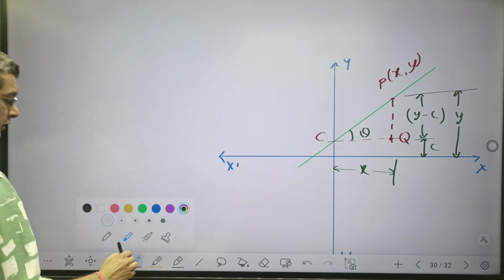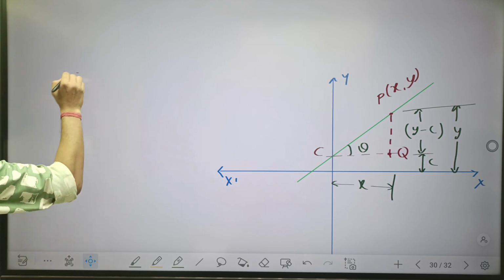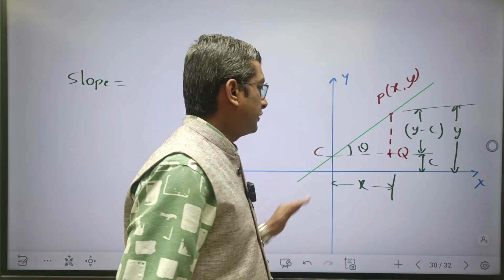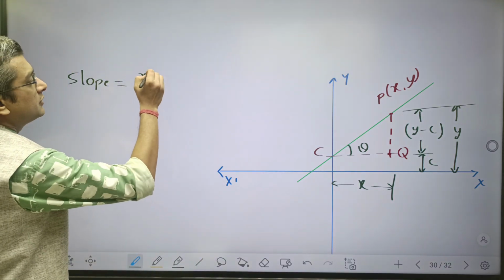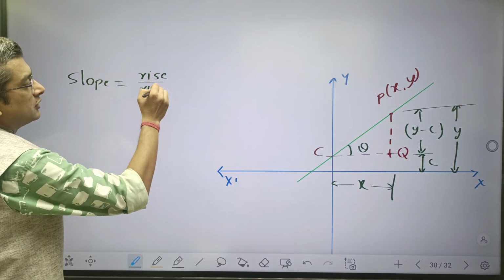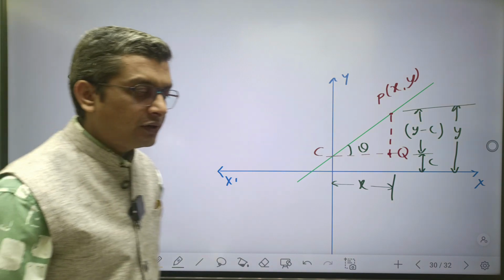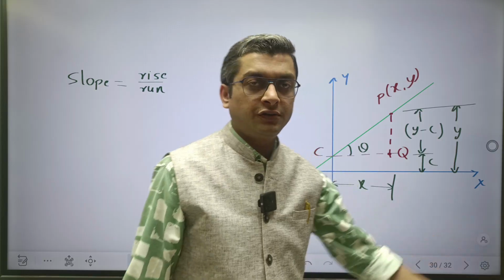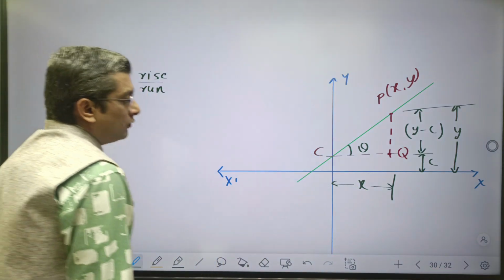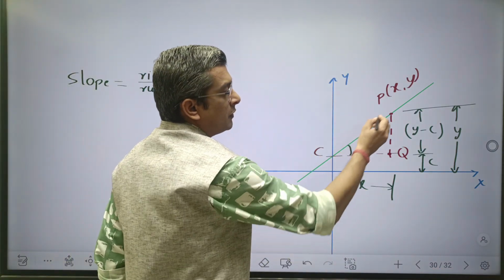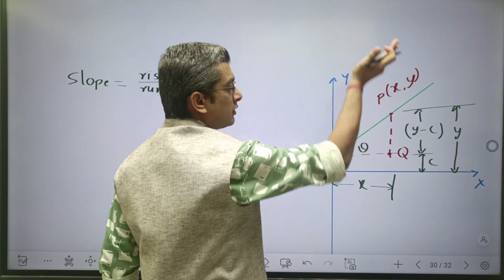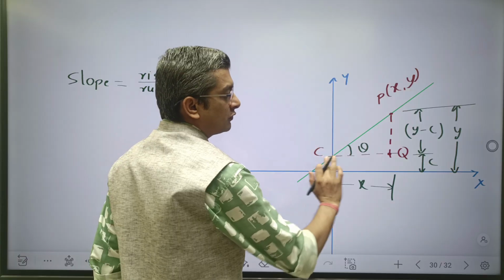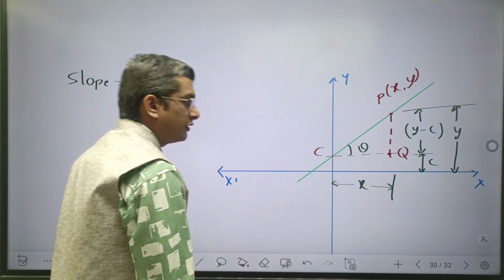So if I wish to find the slope of the line, slope of which line? Slope of this line, this green line. The slope is given by rise by run, isn't it? What is rise? The vertical distance. What is run? The horizontal distance, isn't it? So when you move from point C to point P, how much vertical distance have you covered? That is y minus c. And how much horizontal distance have you covered? That is x, isn't it?